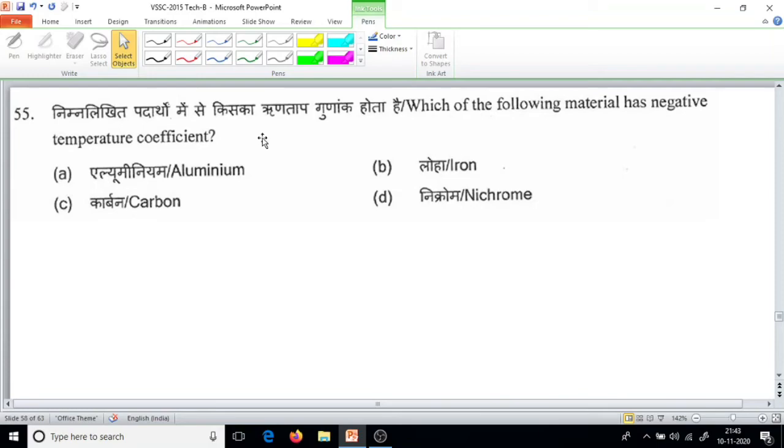Question number 52. Which of the following material has negative temperature coefficient? All the normal metals have positive temperature coefficient. So the answer is carbon.